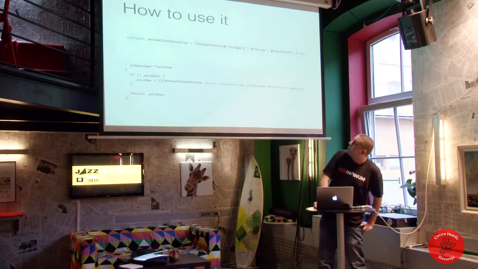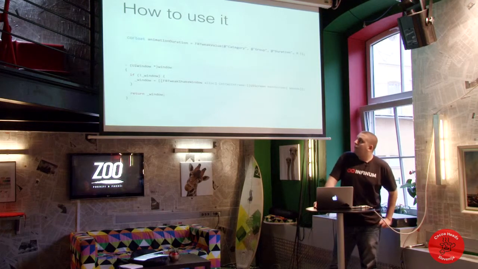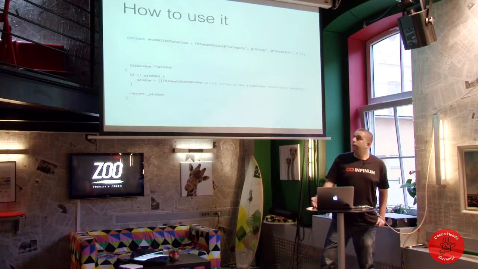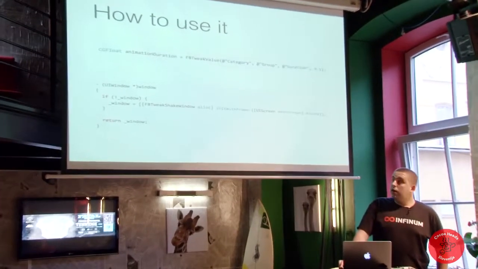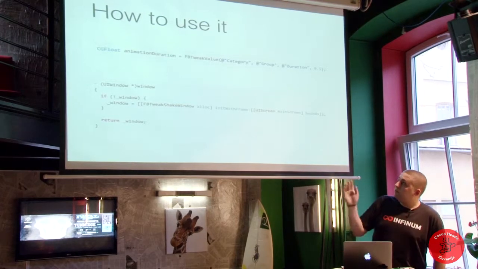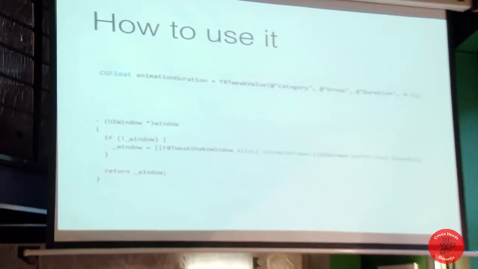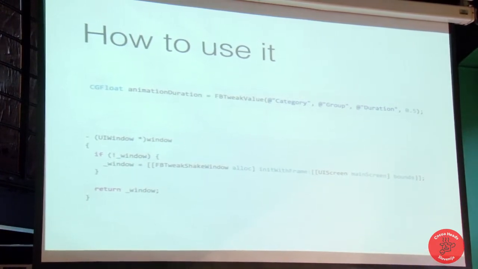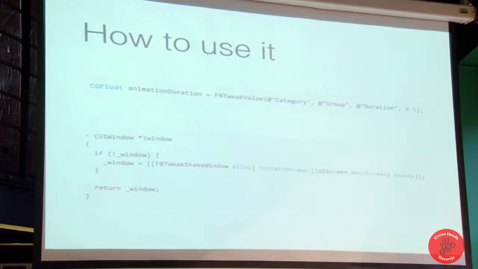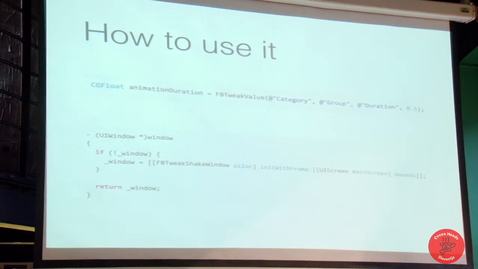The first three parameters in the macro are the identifiers of the parameter you want, and the fourth one is the default value. There are more of these macros, but you can see them on GitHub. And you need one more thing to make it work, and that's to switch your UI window with the FB tweak shake window.